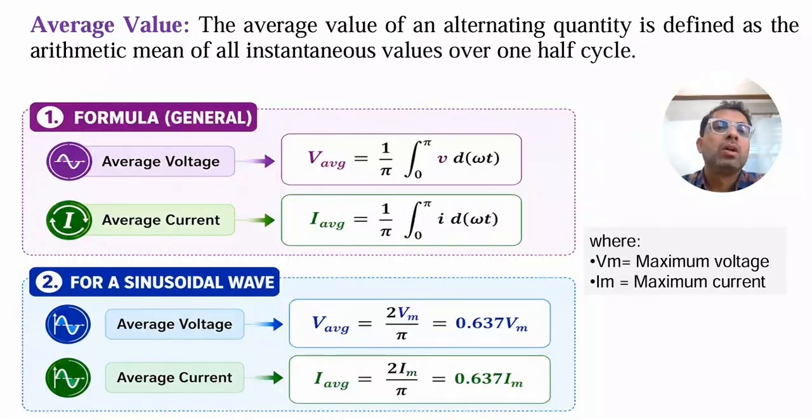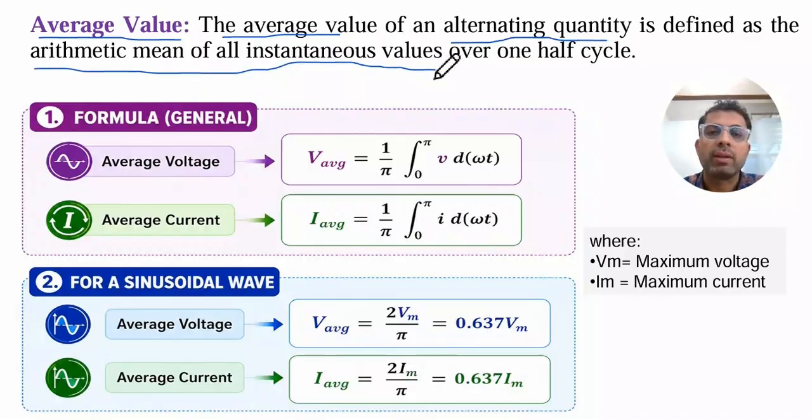Yes. So next is the average value. So what is average value? The average value of an alternating quantity is defined as the arithmetic mean of all instantaneous values over one cycle. Okay, and this is called the average value. I repeat the definition again. Average value is the arithmetic mean of all instantaneous values over one half cycle.